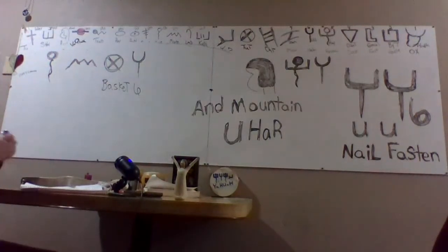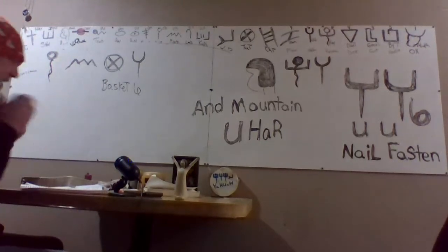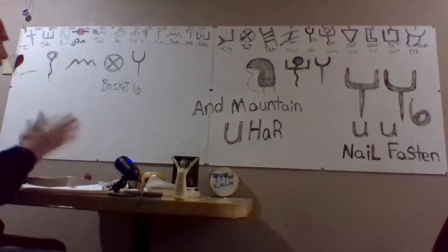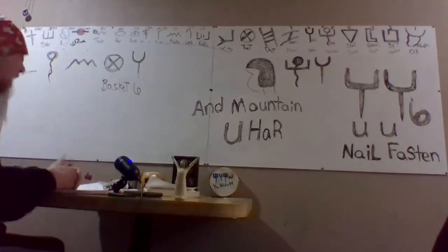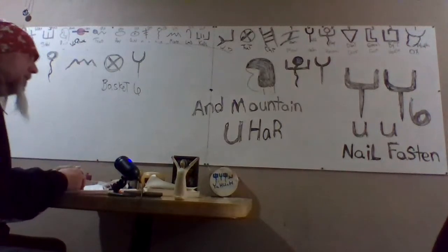And as we look on the 6th day, all 4 of these letters are spelled with the same letter. U is 2 U's. Tut is 2 tuts. Mem is 2 mems. Nun is 2 nuns.